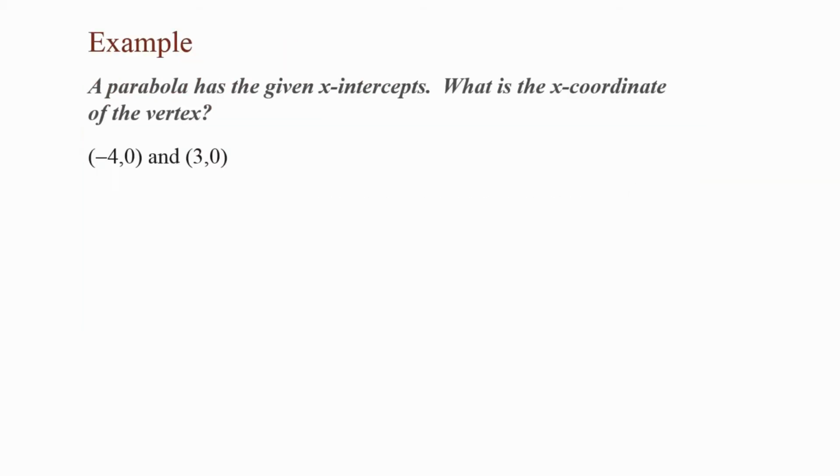In this example, a parabola has the given x-intercepts. What is the x-coordinate of the vertex? Again, we're going to find the average of our two x values. Negative 4 plus 3 divided by 2 equals negative 1 divided by 2, so negative 1/2 or negative 0.5.